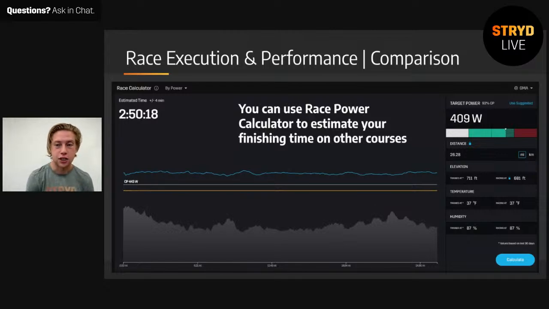Just hypothetically, I took my power output from my CIM race, 409 watts. I plugged that into the race power calculator, a feature of the Stryd membership. I input that Grandma's marathon course, and we can see that would translate to roughly a 2 hour and 50-minute finishing time on the Grandma's marathon course race. So this is just a different way to contextualize your performance and compare performance across time: take your power output from one race and plug it into a different course.